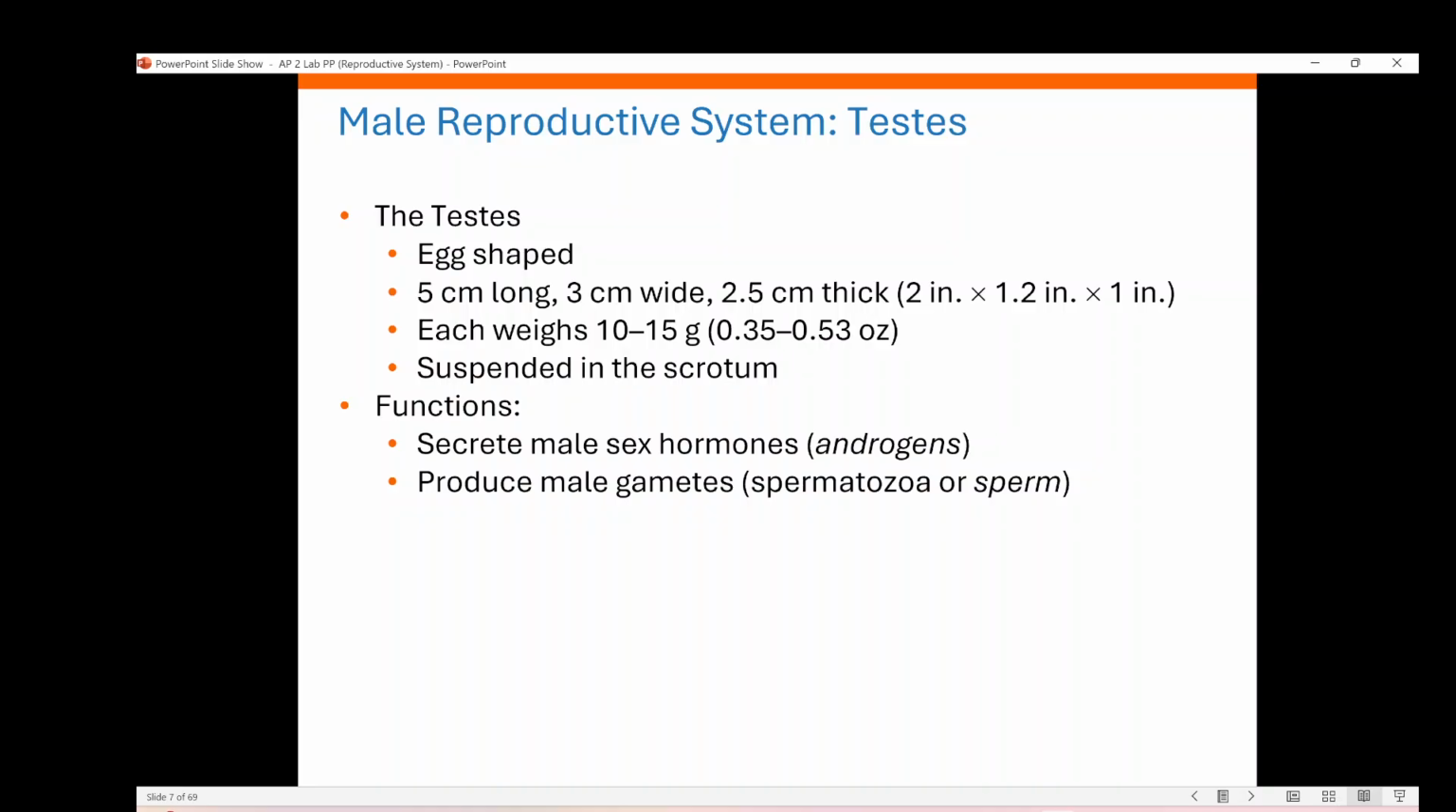Now, functionally, the testes are responsible for making male sex hormones. If you remember when we studied the endocrine system, testosterone was one of the main androgens, and that was produced by the interstitial cells, sometimes called the interstitial cells of Leydig. Those were between the seminiferous tubules that we had looked at. But the other function of the testes is to produce sperm. The male gamete is known as a spermatozoa. Not many people say that in daily life. We typically refer to sperm. Same thing.